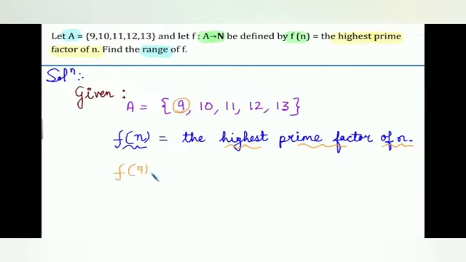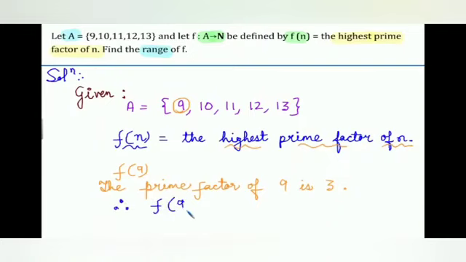So now put 9. What is the highest prime factor of 9? The factorization of 9 is 3 into 3, so the highest prime factor of 9 is 3. So f(9) is equal to 3.